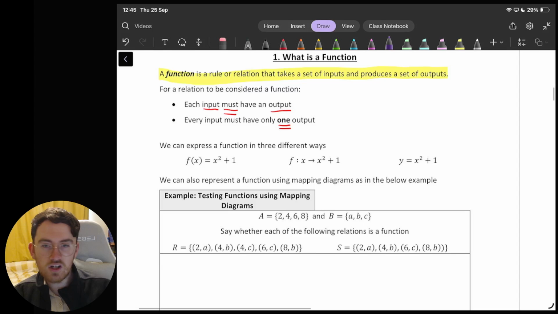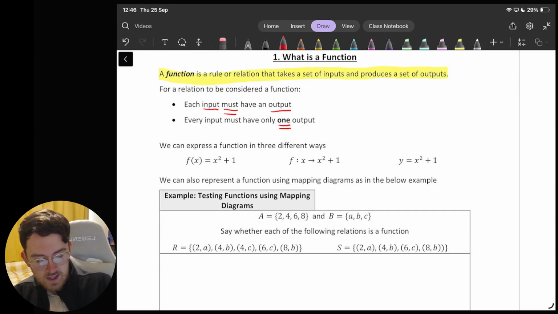So going back to those two ideas we said, every input has to have an output. So if I put something into the machine, I have to get something out. And also, if I put something in, I only want to get one thing out. There are 3 different ways we can write a function.